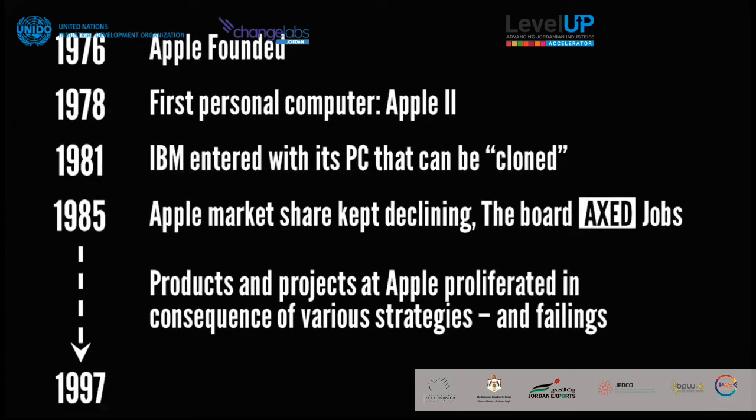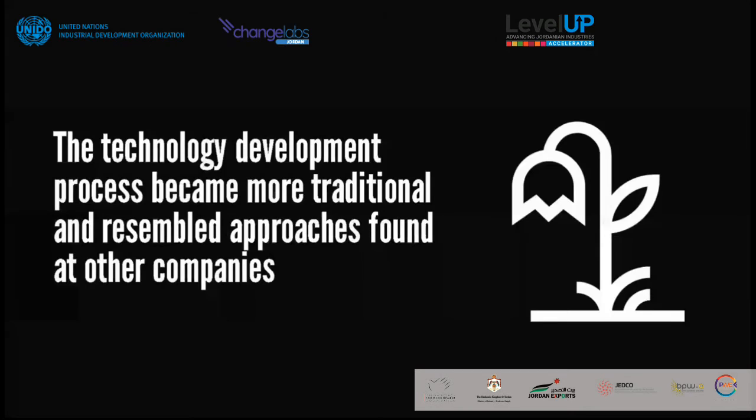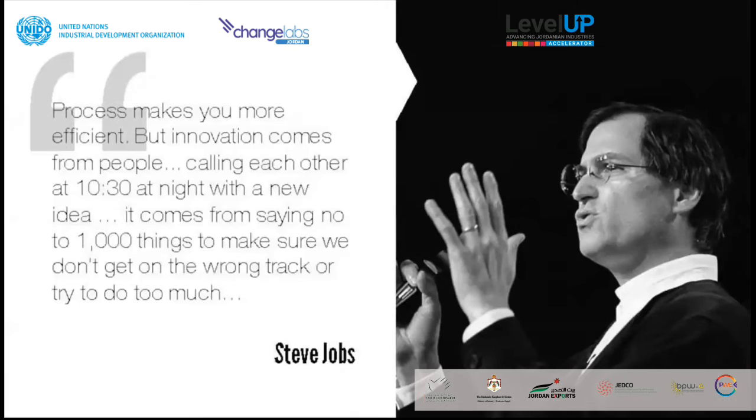In the following 11 years, products and projects at Apple proliferated in consequence of various strategies, and many of them failed. The technology department process became more traditional and resembled approaches found at other companies. Process makes you more efficient, but innovation comes from people calling each other at 10:30 at night with a new idea. It comes from saying no to 1,000 things to make sure we don't get on the wrong track or try to do too much.